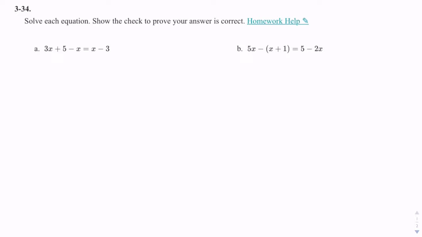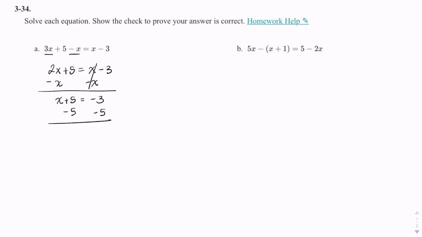So let's solve. The first thing I want to do is simplify on each side of the equation, right? So I have a 3x minus a 1x, that's 2x. I still have the plus 5 equals x minus 3. So now I can subtract x from both sides, and I get 2x minus 1x is x plus 5 equals negative 3 because they cancel. And I can subtract 5 from both sides, and I get x equals negative 8.